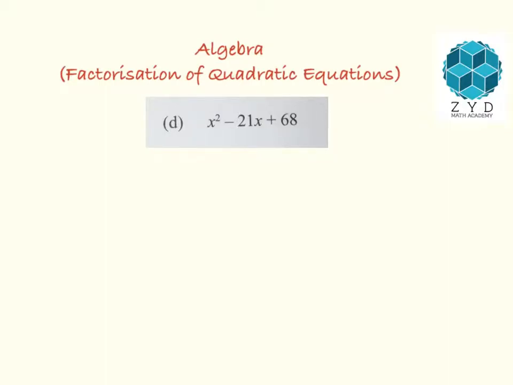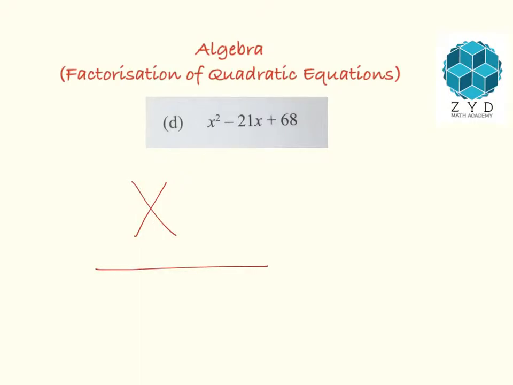Okay, we have done one example. Let me do another example, and this is a rather bigger number. We have a minus 21 and a plus 68 as the two numbers divided. We need to find their combination. So let's see what we can come up with.